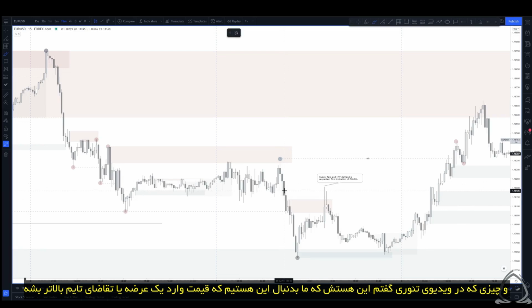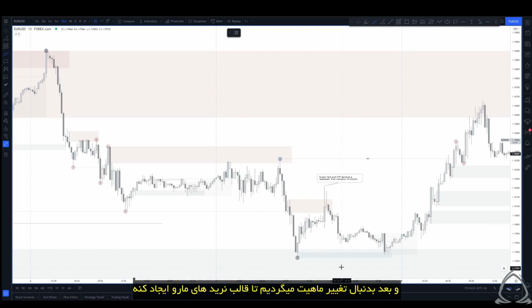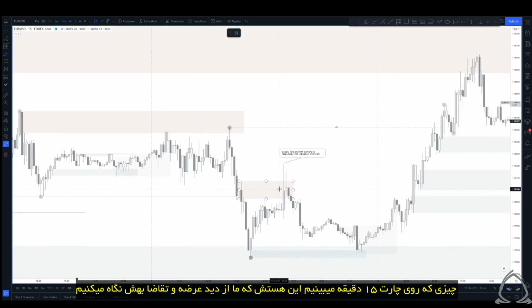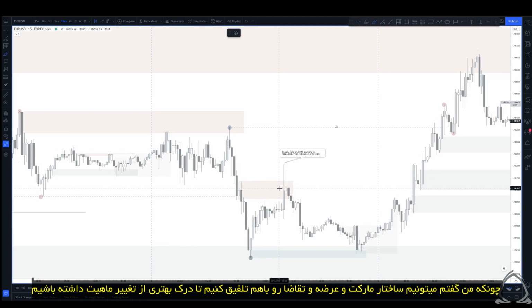What I said in the theory video is that what we're looking for is price to tap into a higher time frame supply or demand zone, and then we'd be looking for a change of character, and that would frame up our overall trade idea. What we can see here on the 15-minute chart, we'll look at it in the lens of supply and demand, because I also said that we can apply market structure and supply and demand to get a better understanding of changes of character.